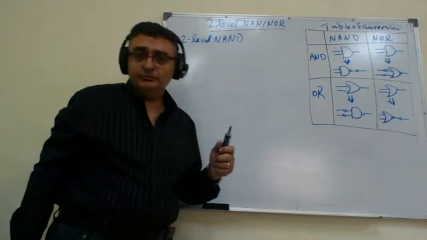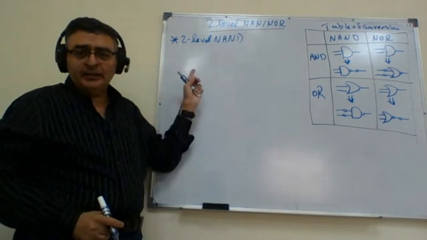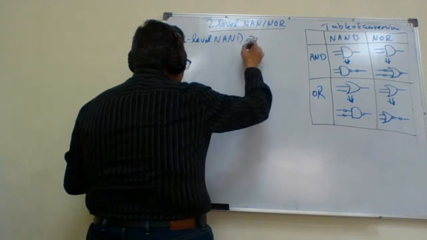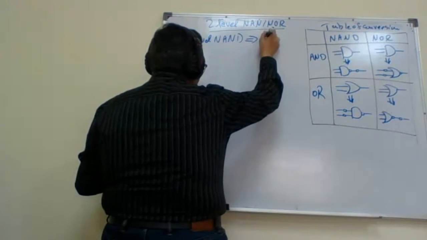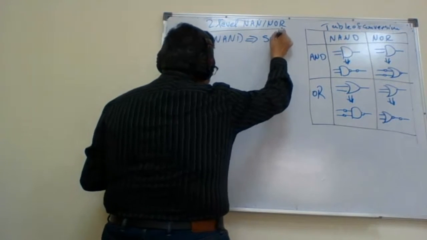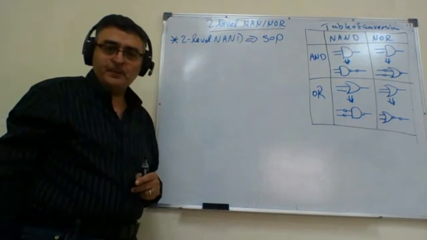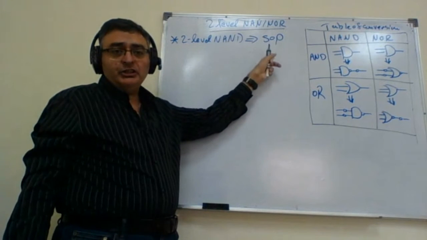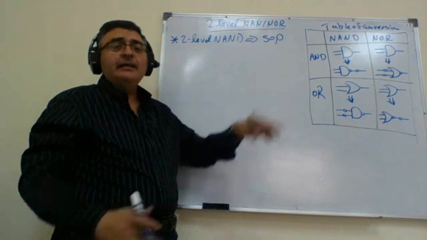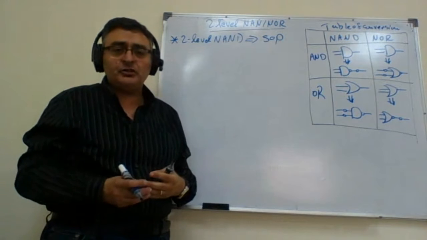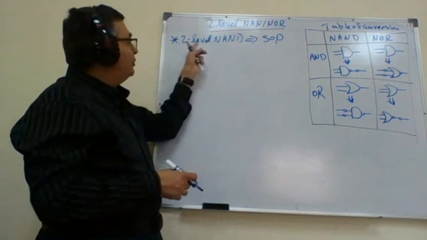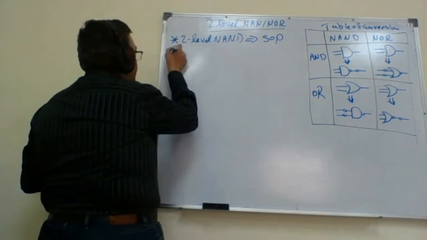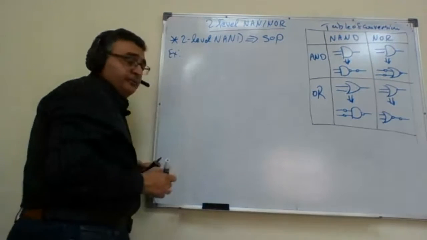The condition to achieve two-level NAND is that the Boolean algebra equation that you have should be in the standard SOP. So, if you are starting with an equation that is in SOP standard, that means you can have the circuit as a two-level NAND. Example. So, here is an example.